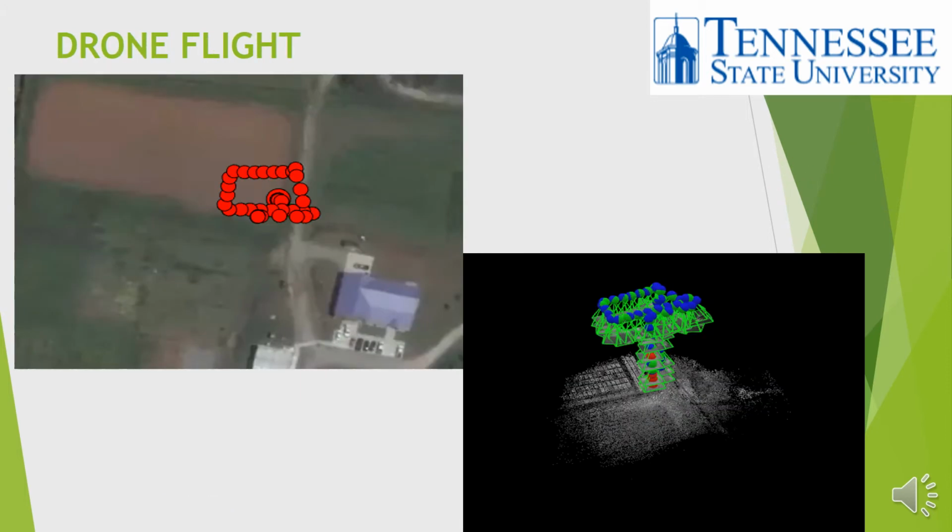So this slide shows you a flight plan that we conducted a few years ago using a Phantom 4 Pro drone. We were able to use the drone to fly over a particular agricultural plot area. The left hand side shows you the flight path, and the right hand side shows you a 3D view of the entire drone flight.